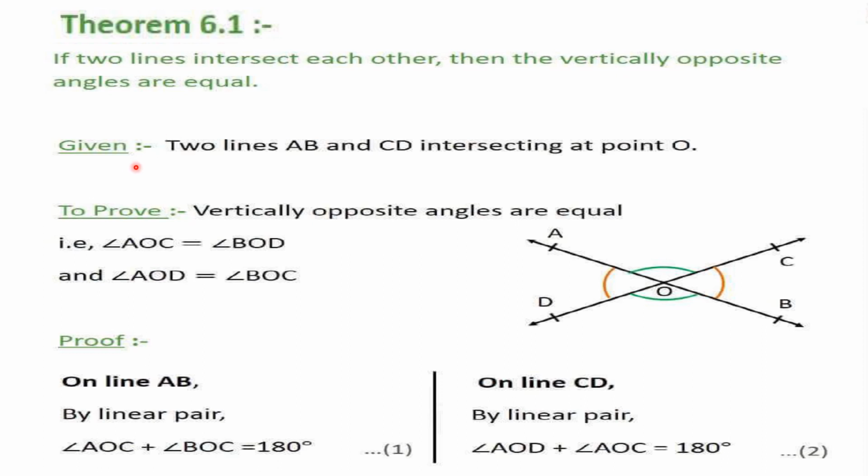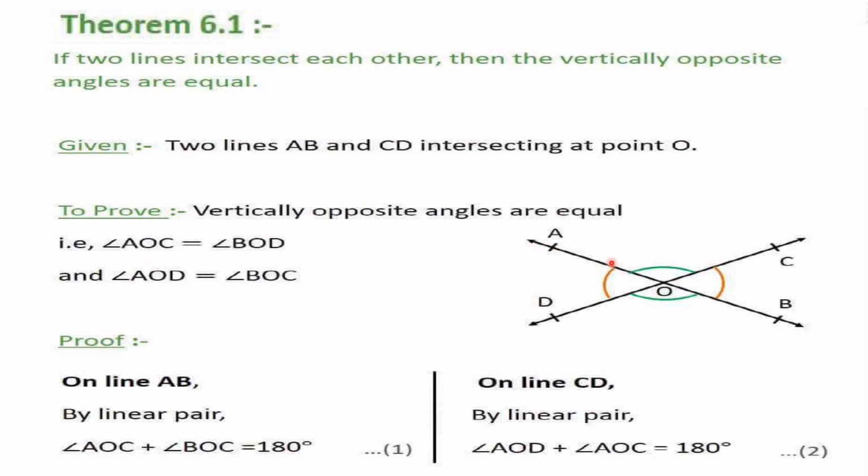Okay, my children. Given two lines AB and CD intersecting at O. See, the line AB and the line CD are intersecting at a point O. Okay, my dear children. Now come to the point. We have to prove that vertically opposite angles are equal. What are the vertically opposite angles? Angle AOC and angle DOB, or angle BOD. That is, angle AOC is equal to angle BOD. We have to prove this one.